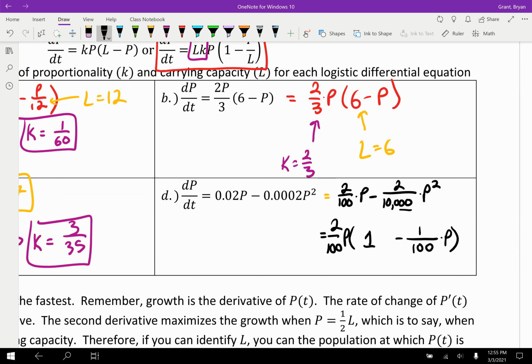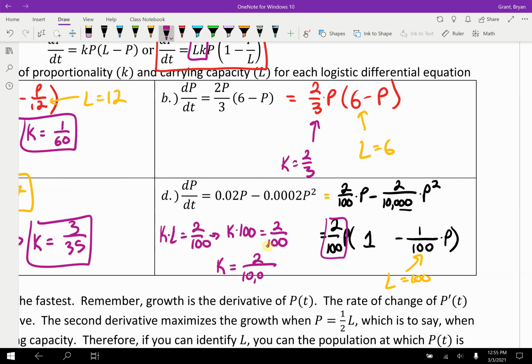Okay. From here, we can see our carrying capacity. L will be 100. And then our same game of this guy is both K and L multiplied together. So we can say K times L has to equal 2/100ths. We know, however, that L is 100. And so we have to divide by 1/100th to give us 2 10,000ths, or if you simplify, 1 5,000th.